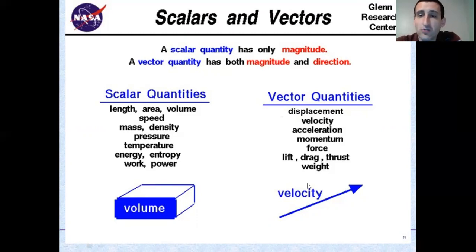Is it changing forward, making you go faster? Is it changing backwards, making you go slower? Is it changing sideways, making you turn? These have direction, right? Force, a push or a pull on something, that's going to be in a particular direction. So vectors have direction included in them.